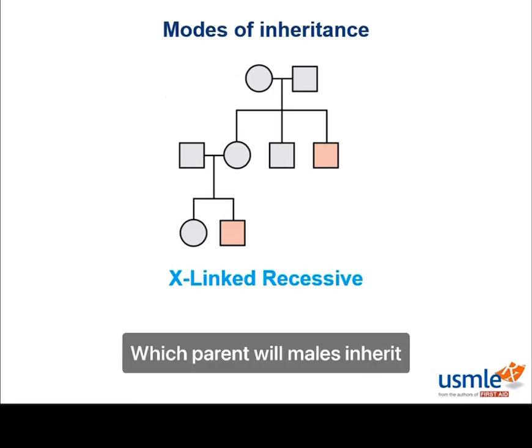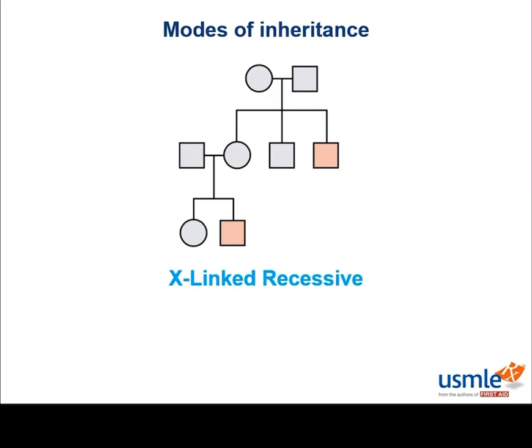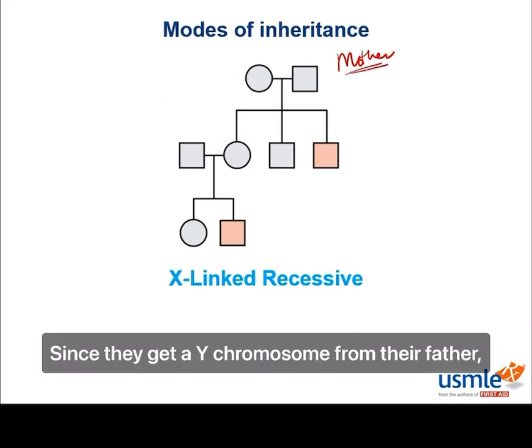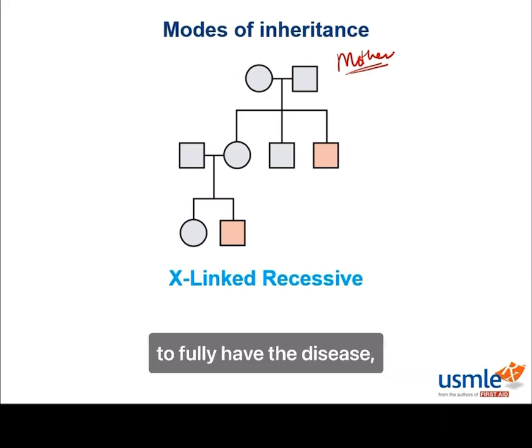Which parent will males inherit an X-linked recessive disease from? Right, their mother, since they get a Y chromosome from their father. Females need to get 2 affected copies to fully have the disease, which is pretty uncommon.